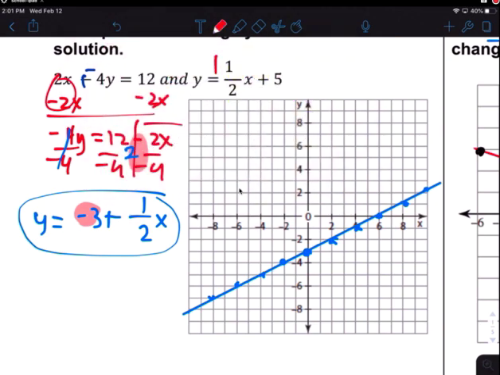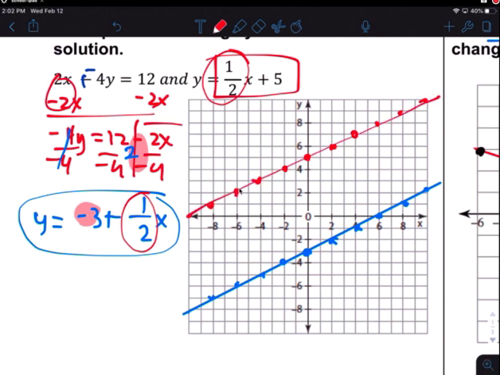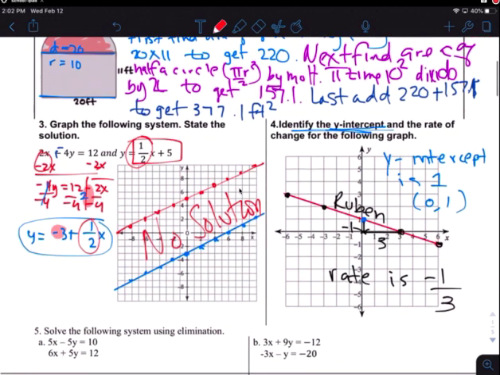This one here, start out at 5, do the same thing. Notice the rate of change are the same. So the rate of change is the same. That's why there's no solution. The lines are parallel when you graph it. Okay, and we did that.